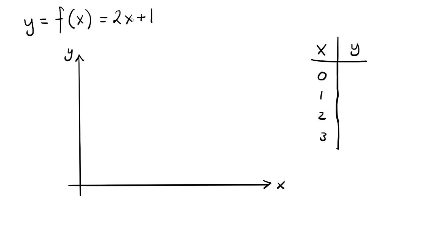So if I plug in 0, I will get out 2 times 0 plus 1, I will get out 1. If I plug in 1, 2 times 1 plus 1, that's 3. Plug in 2, I will get out 5, and 3 gives 7. So now I have some points here I could plug in. So let's put them into my diagram here. Then I need to know what is on the axis here.